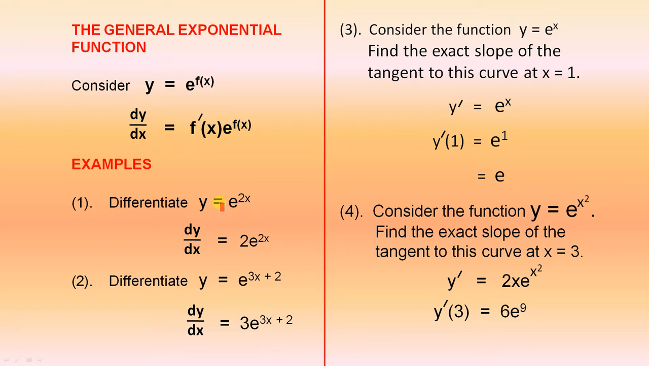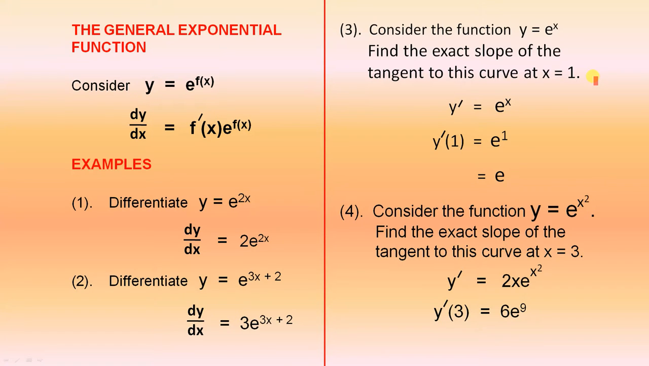Let's differentiate y equals e to the 2x. So dy/dx is 2e to the 2x, because if f(x) is 2x, therefore f dashed x is 2, and there's e to the f(x), which is e to the 2x. Differentiate y equals e to the 3x plus 2, and the answer is 3e to the 3x plus 2. Because when you differentiate the function here, you get 3, so that's why you have the 3 there.